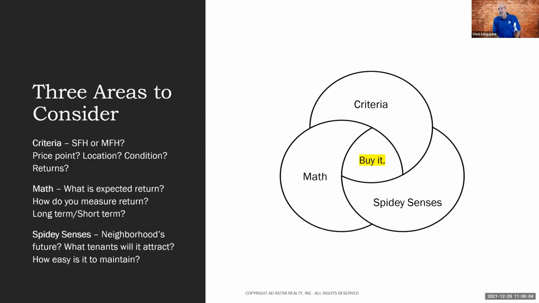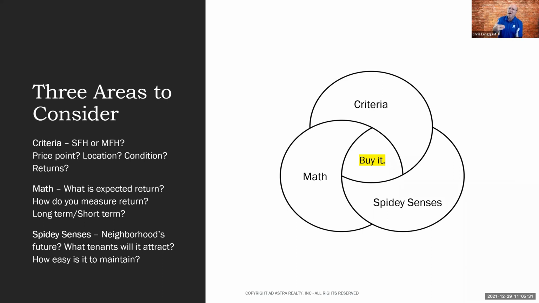The 3 areas we need to consider when we're buying an investment property are the 3 areas I've identified over the years. The first one is criteria. What is it we're looking for? Is it a single family home, a multifamily home, or a commercial property? What's the price point? Just because you can afford something, do you want something less, or do you want it at your price point? What's the location? What's the condition? What kind of tenants will it attract? What will the returns be?